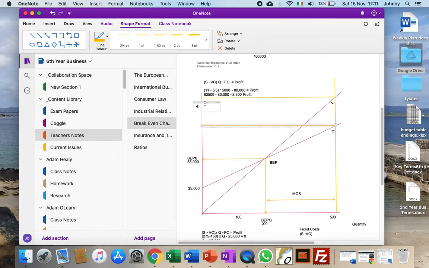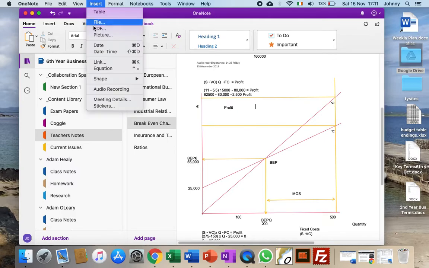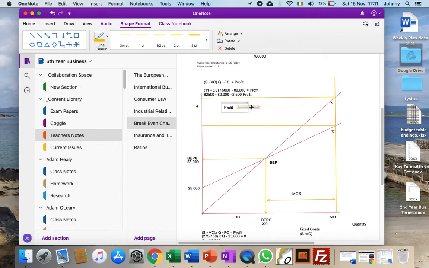And then the profit is going to be the difference between these two lines. So I'm going to just type in, let's say, if I do it here, profit. So the profit then is going to be the difference between these two. So I might just put this in as an arrow showing the difference between the two of these. So the profit I'll put in here. So it's the difference from that line down as far as that line.